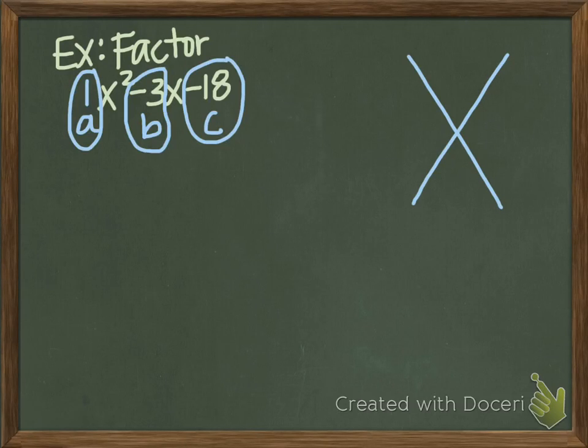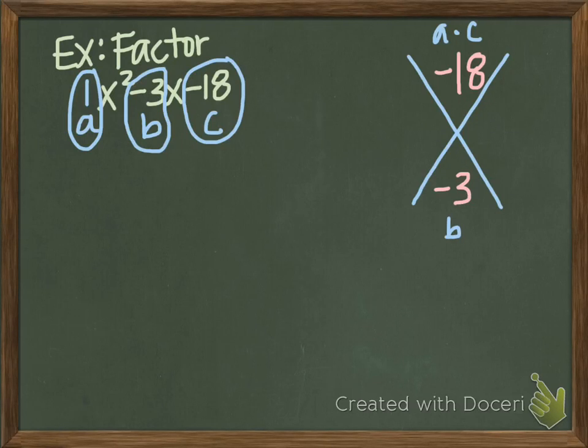Okay. In the top, we want to put A times C. A times C in the top. I'm just going to write it here. And then in the bottom, we're going to put B. A times C would be 1 times -18, which would be -18. My B is -3. So you're going to get in the habit of doing this.